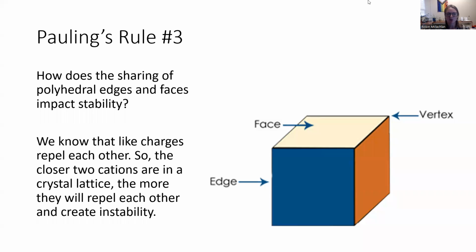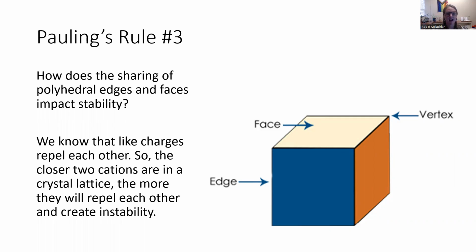Moving on to Pauling's rule number 3. So remember the crystalline structure, right? Where typically we have a cation surrounded by anions, creating some sort of structure, and then those bond together to create an overall ordered internal structure in a crystal shape, right?